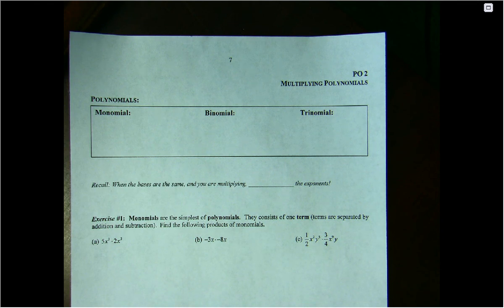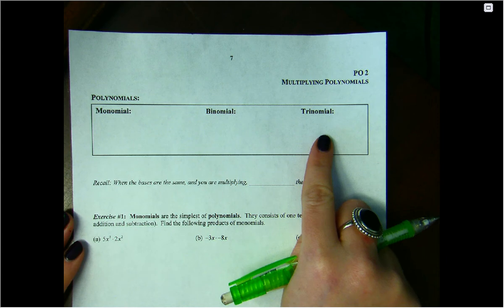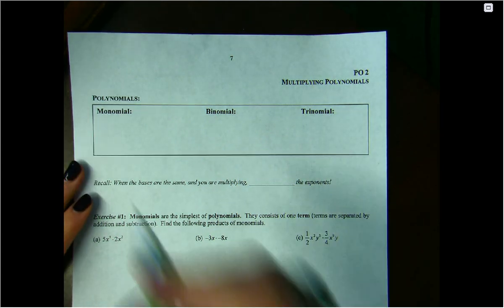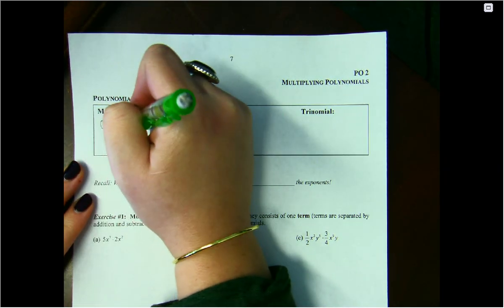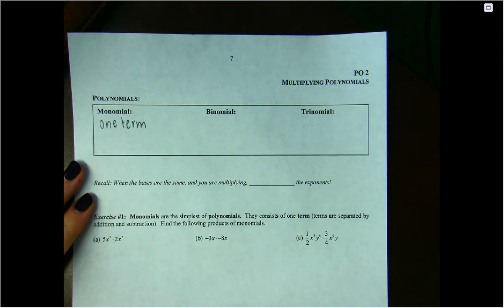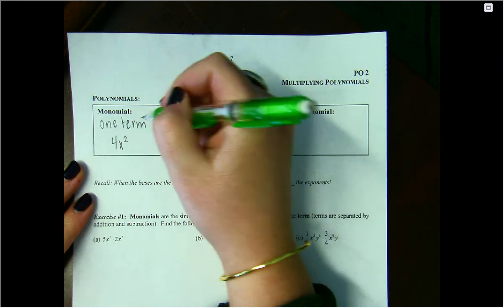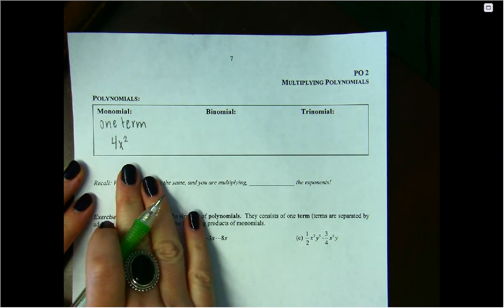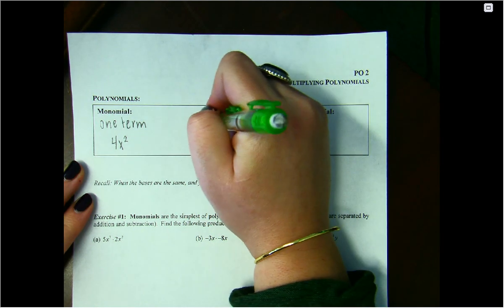PO-2 is multiplying polynomials. But before we multiply them, we're going to talk about what a monomial, binomial, and a trinomial is. We probably already have an intuition of what these are. A monomial is something that has one term. What do I mean by one term? It could be something like 4x squared, where you're not adding or subtracting or multiplying by anything, so it's all by itself. A binomial, well, bi means two, so you have two terms.